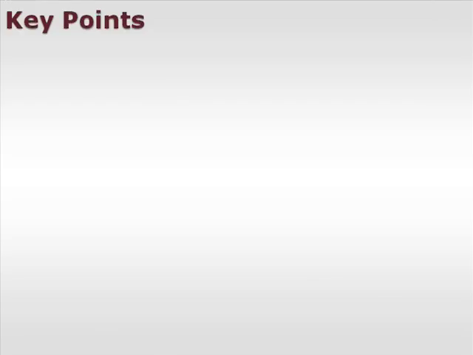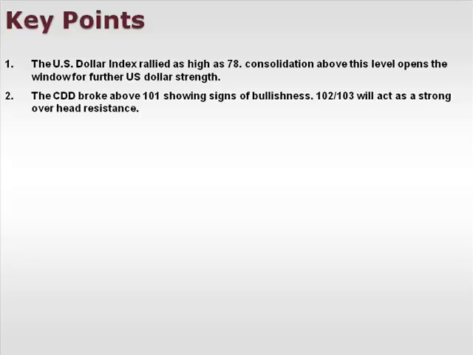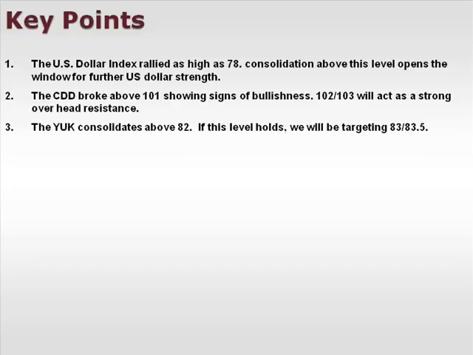Let's take a look at a few of our key points. First of all, the US dollar index rallied as high as 78. Consolidation above this level opens the window for further US dollar strengthening against most of the major currencies. The CDD broke above 101, showing signs of bullishness. 102, 103 will act as a strong overhead resistance. The YUK consolidates above 82. If this level holds, we will be targeting 83, 83.5.